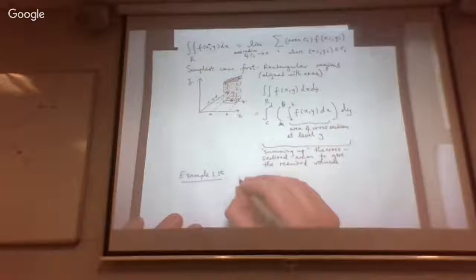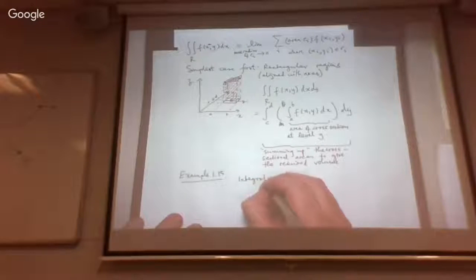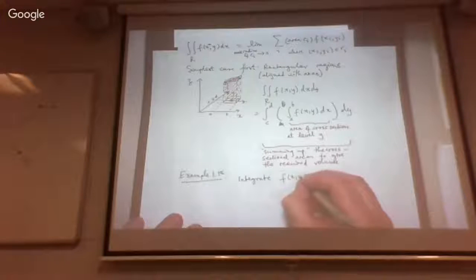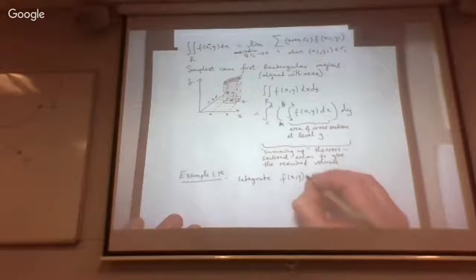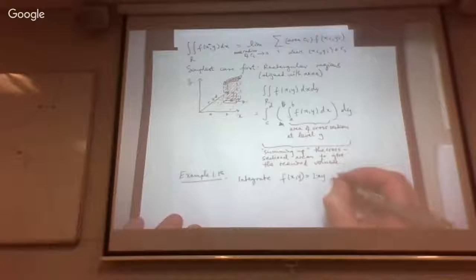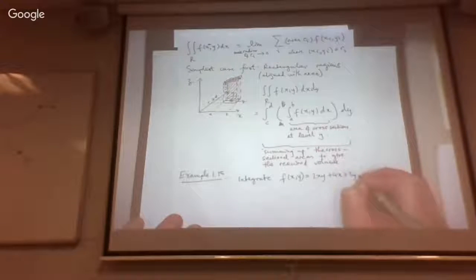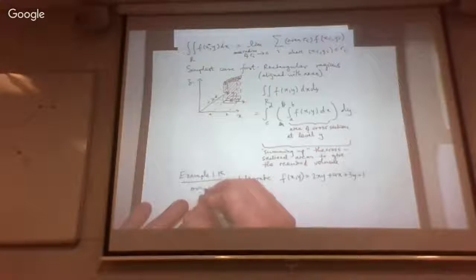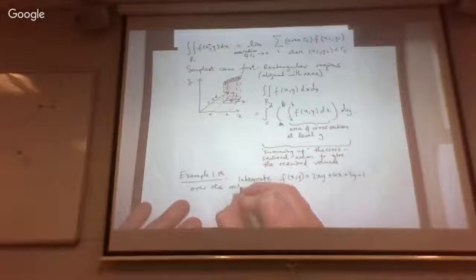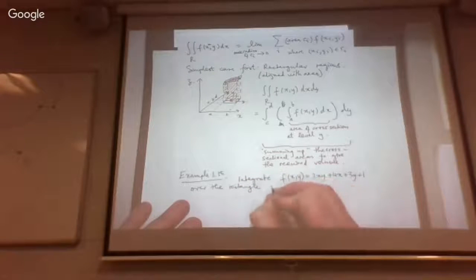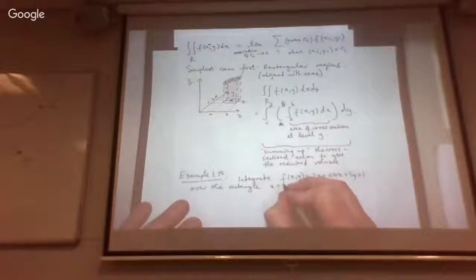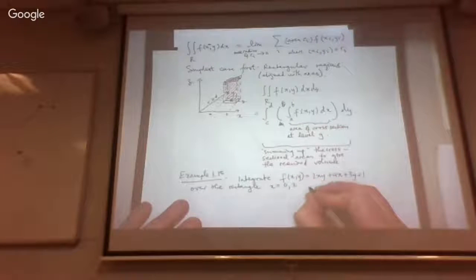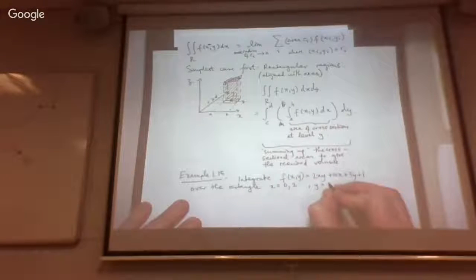So we're looking at integrating this function, f of x, y. It's not too bad. It's a polynomial function, plus 4x plus 3y plus 1. Integrate this over the rectangle with limits 0 and 2 on the x-axis and limits 1 and 3 on the y-axis.